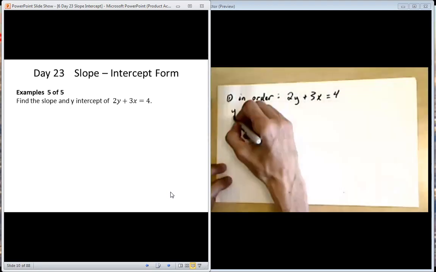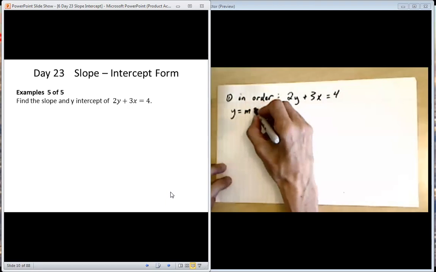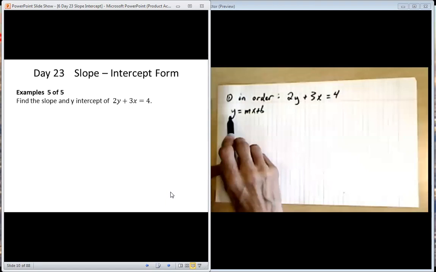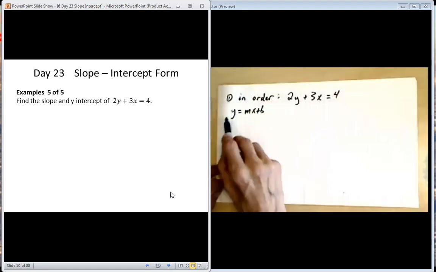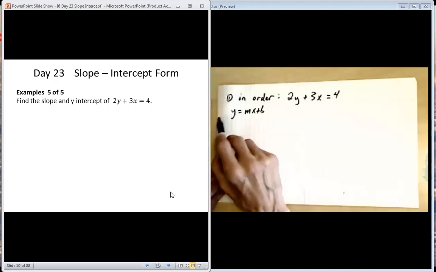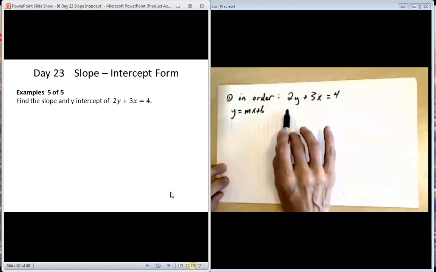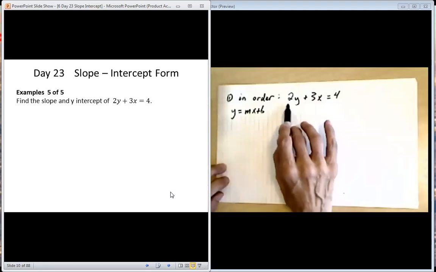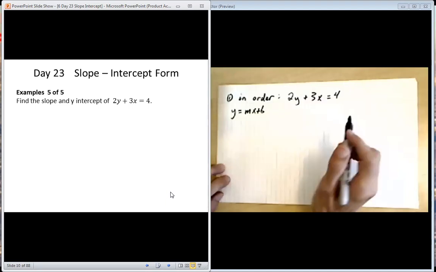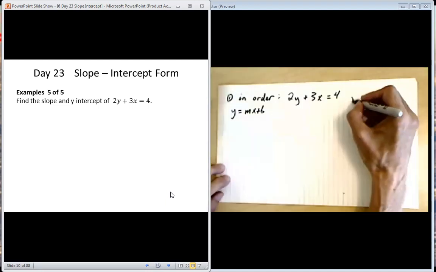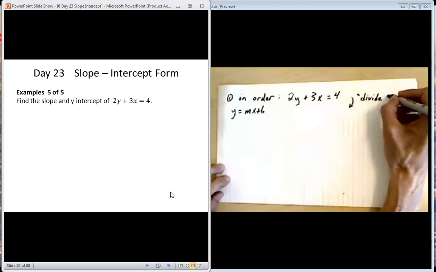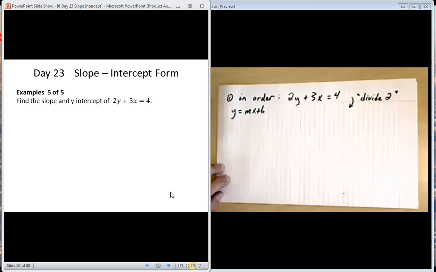Okay, so in order means y is equal to mx plus b, right? Watch. Y is positive, but also there's no number in front. Or it's like an invisible 1, if you like. In our question here, we have a 2 in front. So we got to get that 2 out of the way somehow. What we do is whatever you do to one side, you do to the other. And we're going to divide everything by 2.